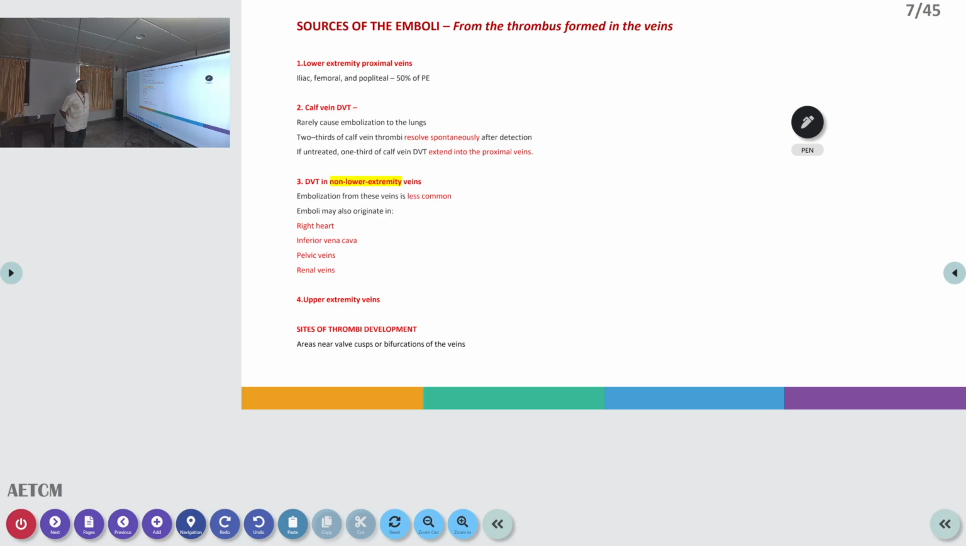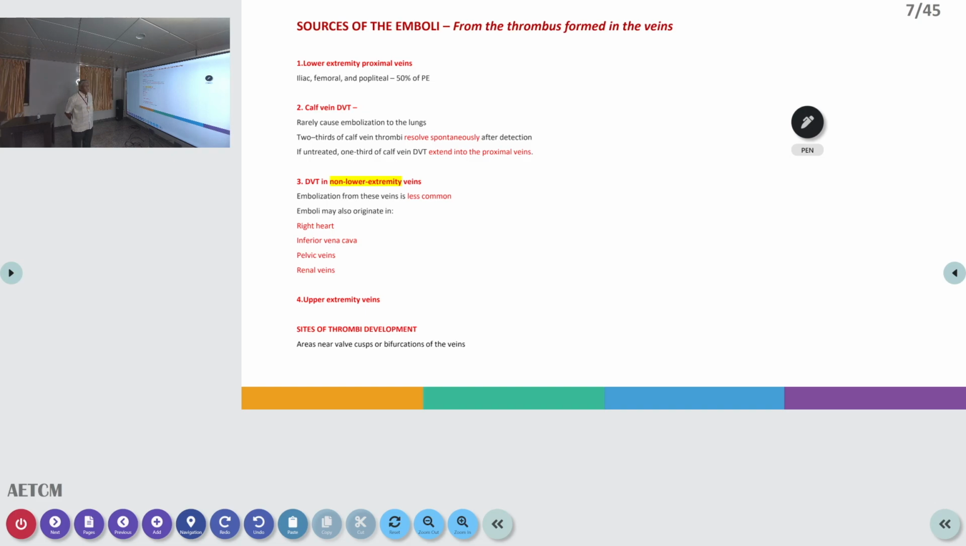The source of the thrombus. So the most common source is the lower extremity proximal veins. Remember, proximal veins: that is iliac, femoral and popliteal. So 50% of the pulmonary embolism is from these sites.